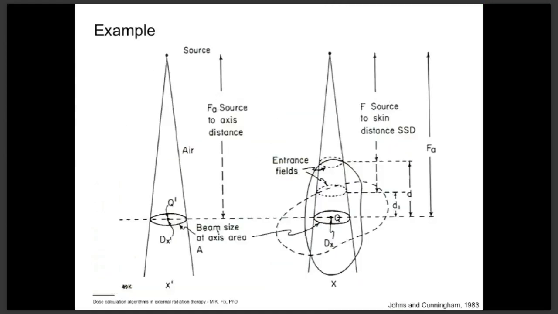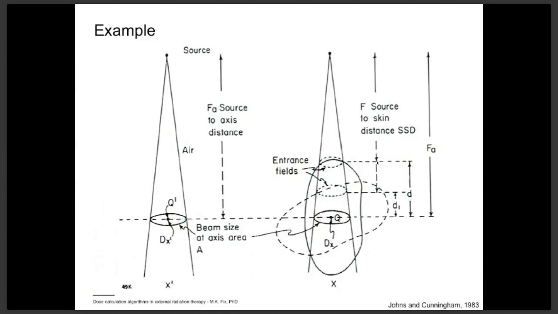So here would be a cobalt source positioned in air with a certain source-to-axis distance. We have here a point X prime, where we provide a certain dose rate of the machine, and this is the object to be irradiated, and we have first a field size of 100 square centimeter here in a source-to-surface distance given by this distance here.